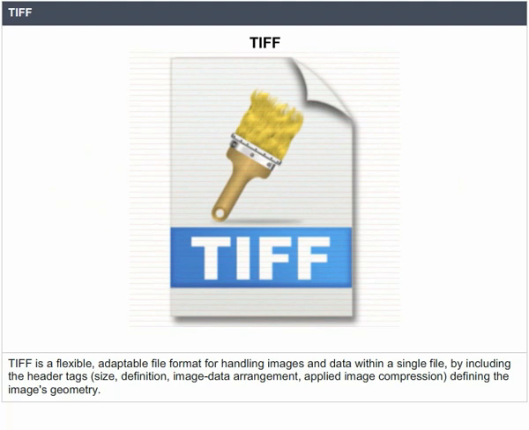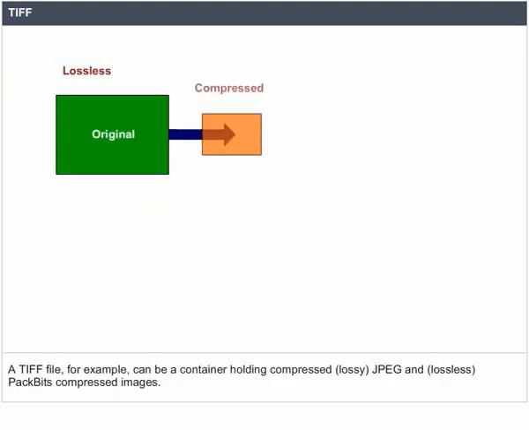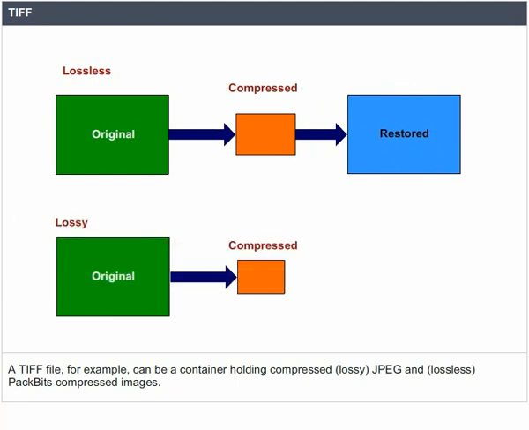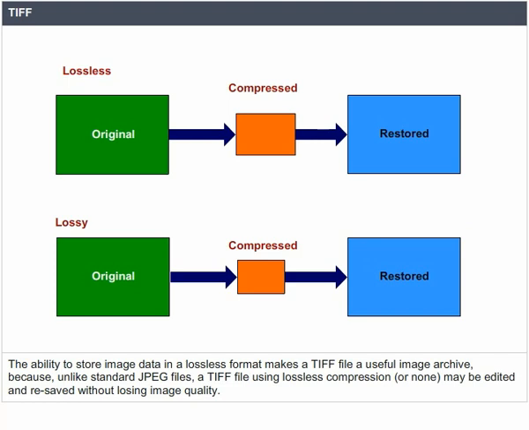A TIFF file, for example, can be a container holding compressed lossy JPEG and lossless PackBits compressed images. The ability to store image data in a lossless format makes a TIFF file a useful image archive because, unlike standard JPEG files, a TIFF file using a lossless compression or none may be edited and resaved without losing image quality.